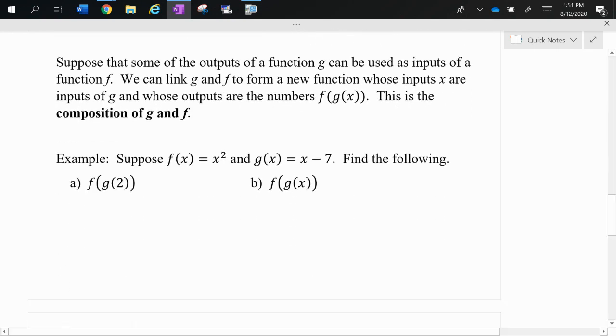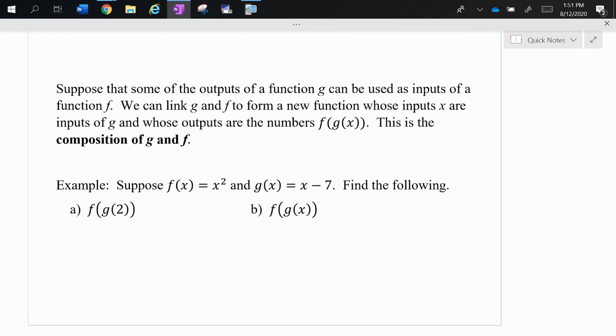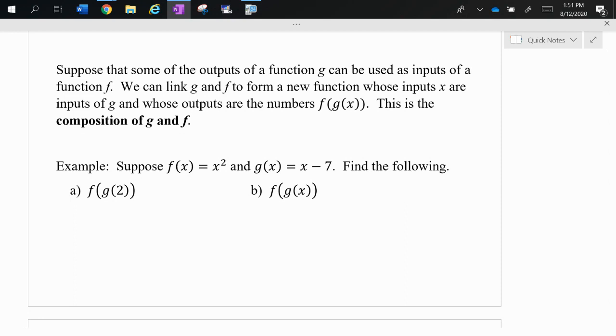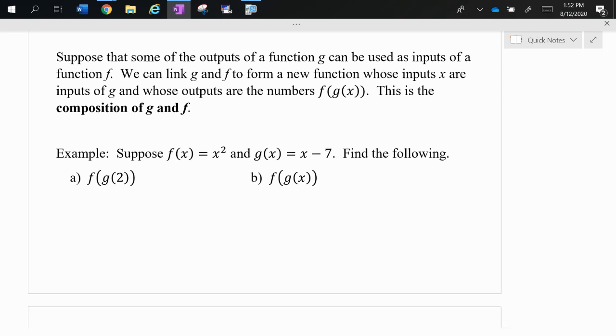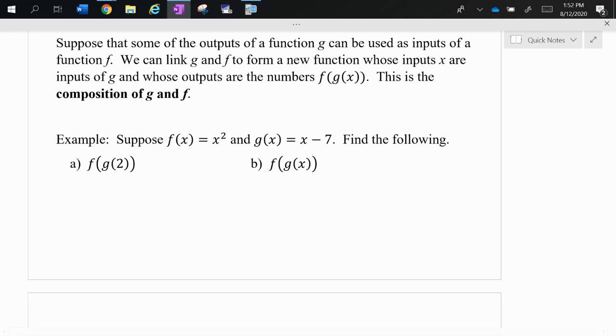So let's talk about compositions now. Suppose that some of the outputs of a function g can be used as inputs of a function f. We can link g and f to form a new function whose inputs are inputs of g, whose outputs are the numbers f of g of x. This is the composition of f and g. What's more important here is that we are able to do a composition. So let's look at an example.